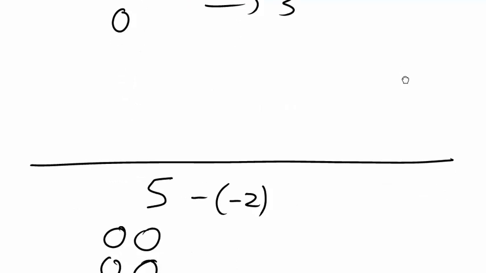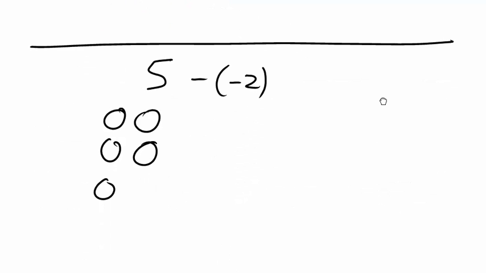No problem. How about 5 minus negative 2? Well, I've got 5 chips, and it's a subtraction problem, so I need to remove from the pile. But what I need to remove are 2 negatives. I don't have any negatives. Not a problem. If I don't have anything, then how about I put in a 0.